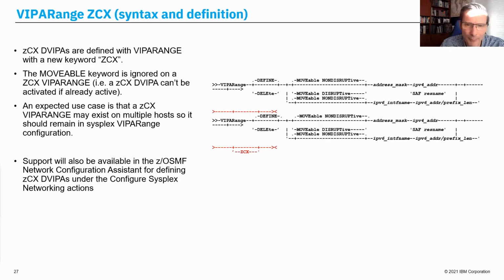And this is an example of the VIPA range statement. You probably have quite a few of these for some of your middleware components. And in this case, the key differentiator here is that for zCX, you actually have to specify on this VIPA range statement the word zCX if you're doing it manually. If you're doing it through the z/OS network configuration assistant for defining dVIPAs, then there's additional options that you need to specify to tell the network configuration system that this is a zCX dVIPA.